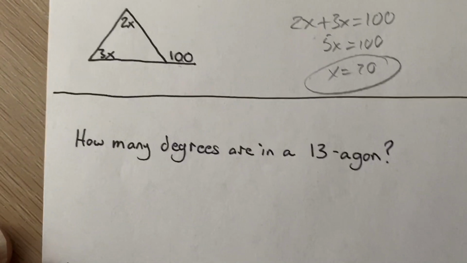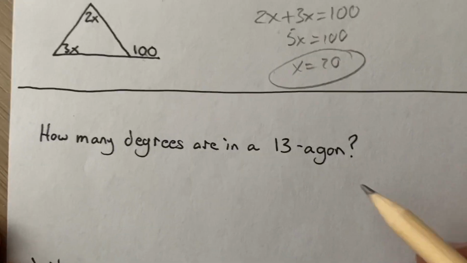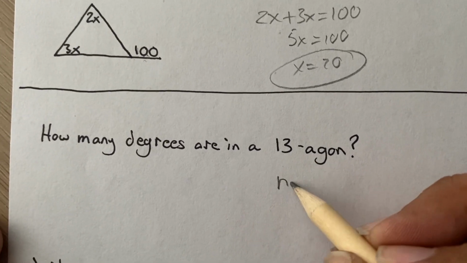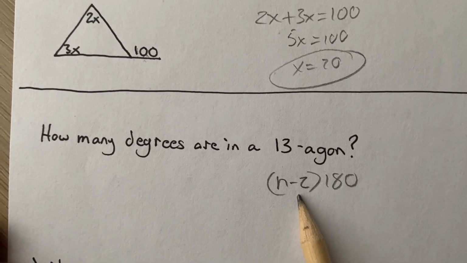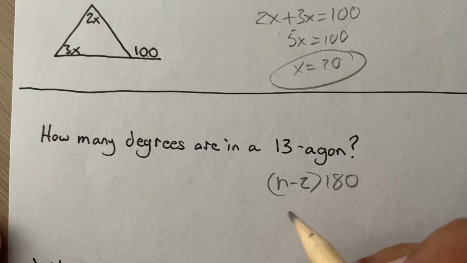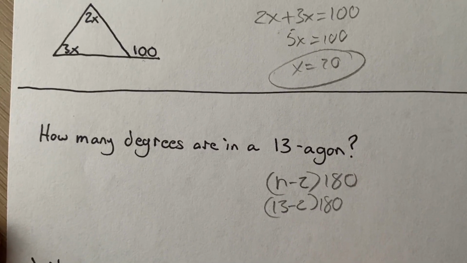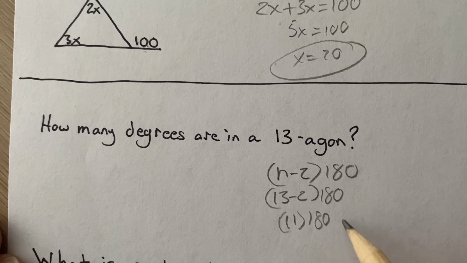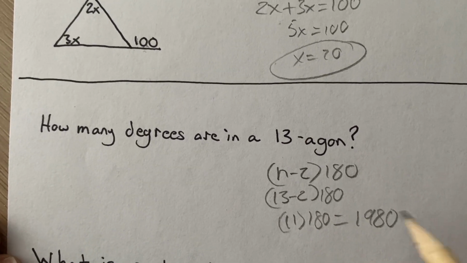All right, let's go to here. How many degrees are in a 13agon? So, a shape with 13 sides. Here's the formula: n minus 2 times 180. That's how you figure out how many degrees are in any shape. So, 13 is the number of sides. So, I'm going to write 13 minus 2 times 180. So, that's going to be 11 times 180. So, that's going to be 1,980. Done.